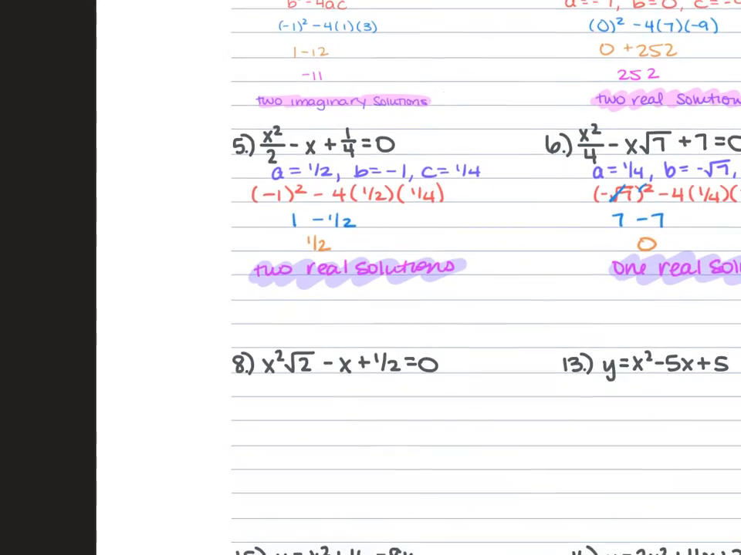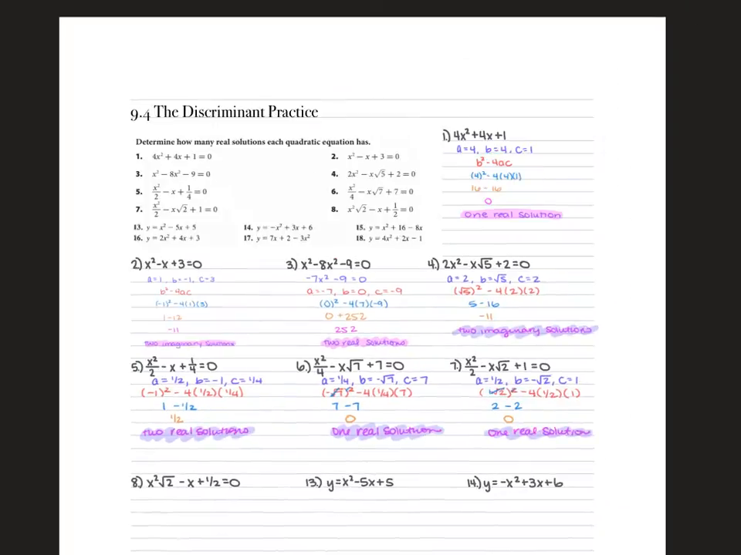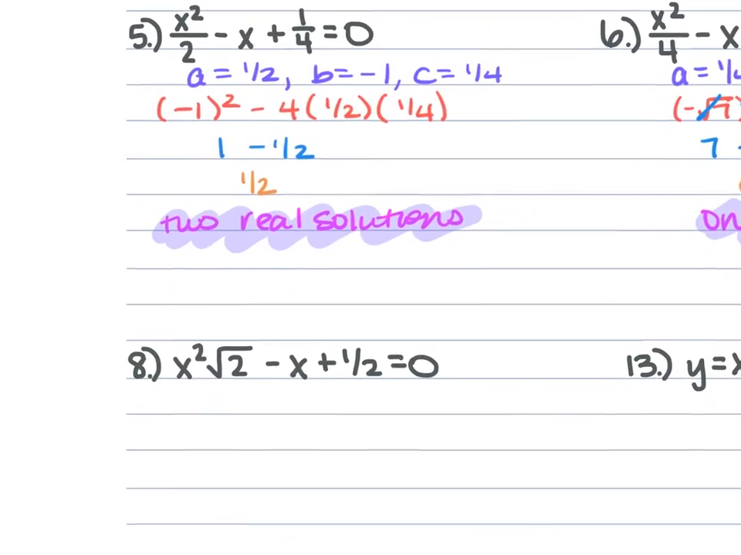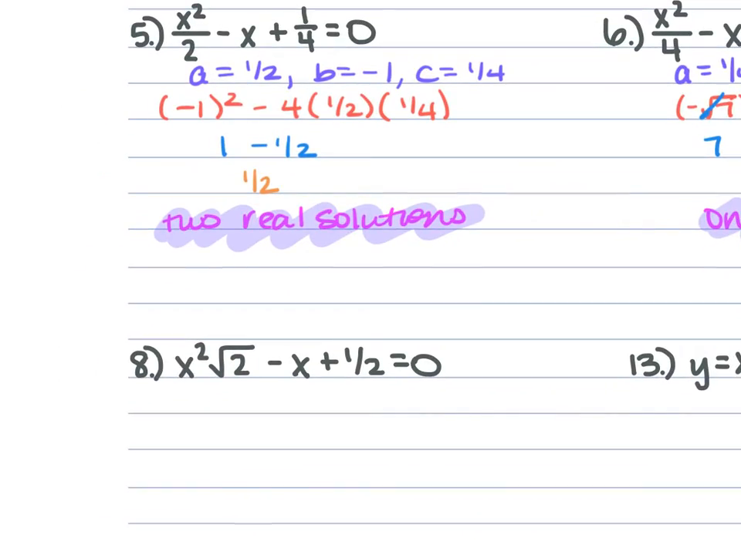For 8, why did I skip? Okay, so for 8, we have x squared square root 2 minus x plus 1/2 is equal to 0. So our a is the square root of 2, our b is the negative 1, and our c is 1/2. So this is going to give us b squared, so negative 1 squared minus 4 times a, which is the square root of 2, times 1/2.